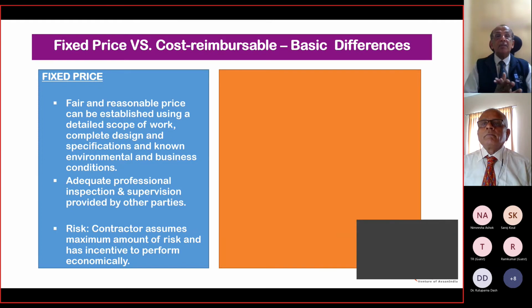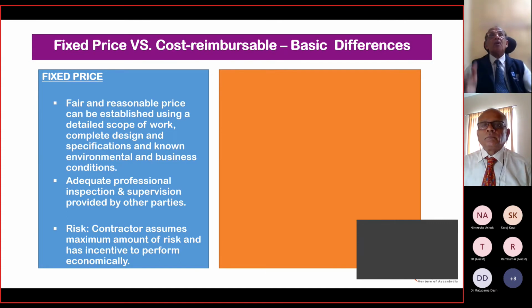They are all part and parcel of the project requirements. But here the most difficult part is to give a fixed price based on the scope of work, the design and the specifications and the environmental and business conditions. One very important thing is the business environment. There are a lot of things which can happen over a period of time where you have no control. So it's essential, like what we said yesterday also, to incorporate the right wordings in the contract.